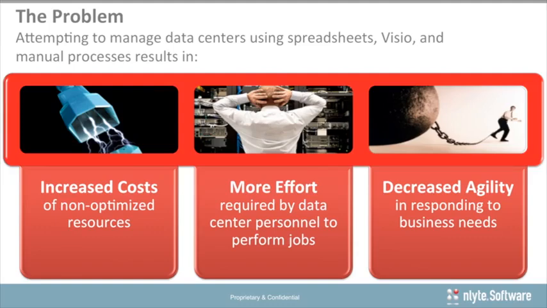Or they're trying to keep up with the tech refresh process and don't know which assets have to be refreshed. But basically, your personnel are required to take more time to do every single function. As a result of this problem, you have increased costs, people are taking more time to do their jobs, it requires more effort. And lastly, sort of related to the second one, you just have decreased agility in responding to the needs of the business. These are sort of the three core problems, right?